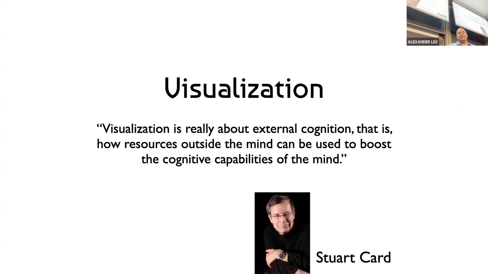Stu Card, a famous professor, said visualization is really about external cognition. That is how resources outside the mind can be used to boost the cognitive capabilities of the mind. That may be a little bit hard to parse, but what he means is, visualization is a medium for us to put something down so that we don't have to keep everything in memory. Think about a scatter plot. It would be really hard to read the data and mentally try to understand where these points are placed, right? If you plot this on a chart, it is this external thing that you can look at and understand. So it's very much like note-taking, which helps you, right? You sketch, you visualize to understand the data, and therefore it's external cognition trying to help you.